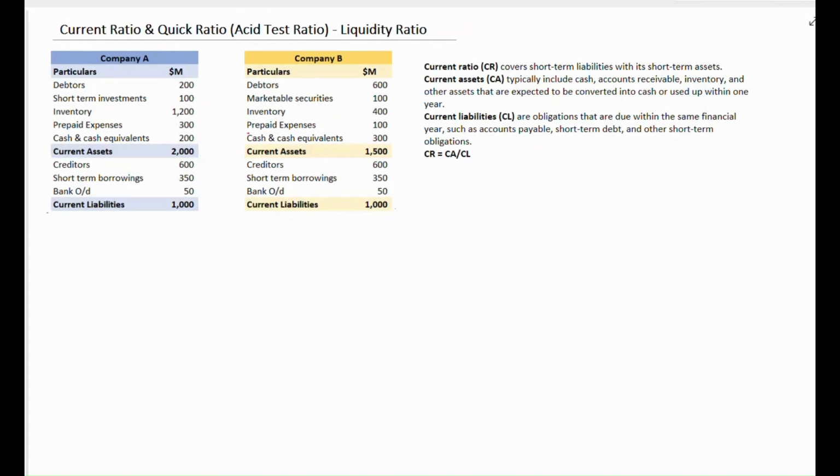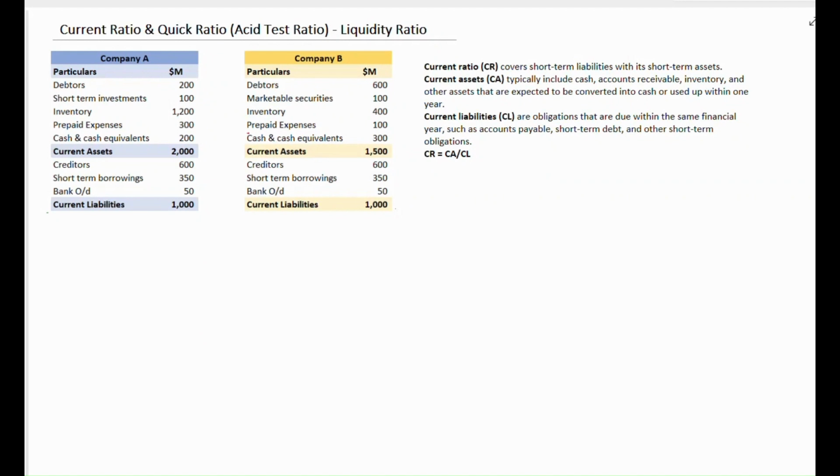Okay, so quickly jumping into the topic, what is current ratio? Current ratio basically covers the short-term liabilities within its short-term assets. So how well we have covered our liabilities using our short-term assets.